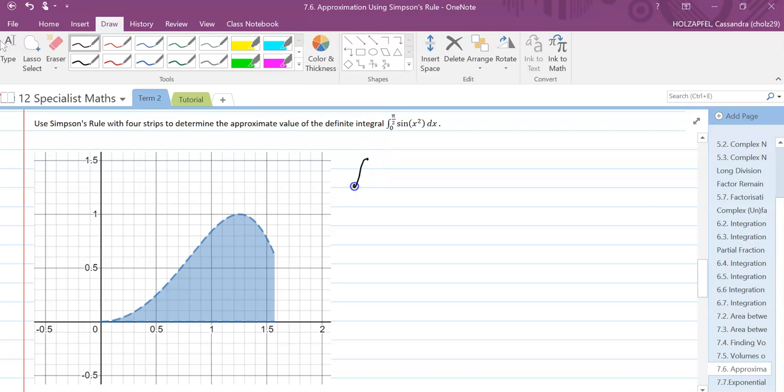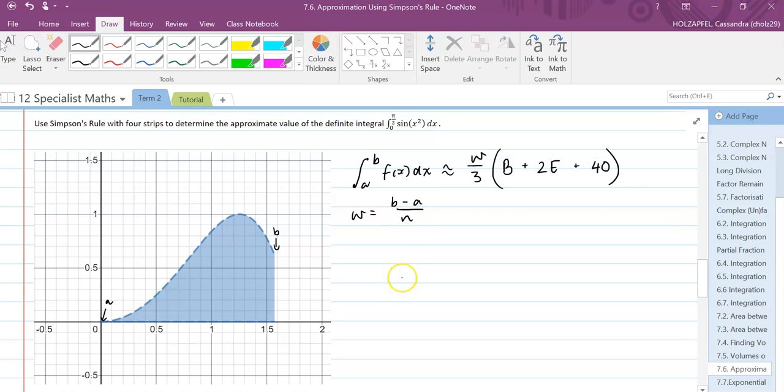So Simpson's rule states that the integral from a to b of a particular function with respect to x can be approximated using polynomials by w over 3 for one lot of our boundary terms plus two lots of our even terms plus four lots of our odd terms. So this width is going to be equal to the distance. So this is going to be our point for B, and this here is going to be our point for A, from here and here.